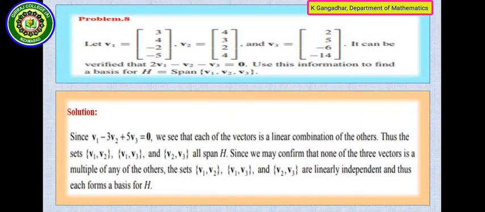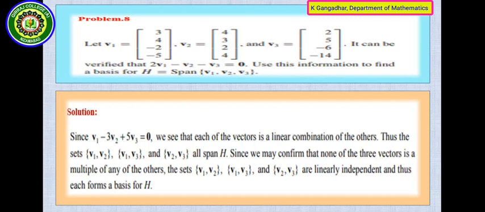So in the next problem, let V1 equal (3, 4, -2, -5), V2 equal (4, 3, 2, 4), V3 equal (2, 5, -6, 14). It can be verified that the condition is given: 2V1 minus V2 equals V3. So use this information to find a basis for H, that is H equal to the span of V1, V2, V3.